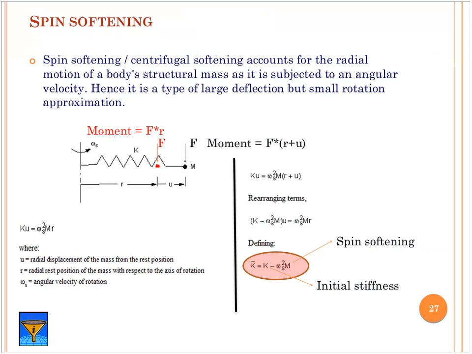Another one is spin softening. Spin softening is to account for the radial change that is happening in the geometry when it is subjected to a rotary motion. So for example, let us assume this is a spring with a mass at the tip. It is subjected to angular velocity. Because of the centrifugal forces, it is being stretched by a certain amount.